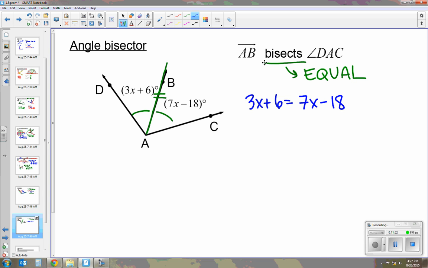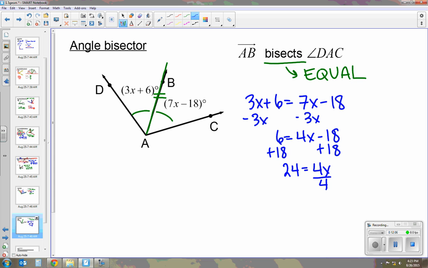So now let's solve. Let's subtract that 3x. 6 equals 4x minus 18. Add our 18. 24 equals 4x. Divide by 4. We have x equals 6.